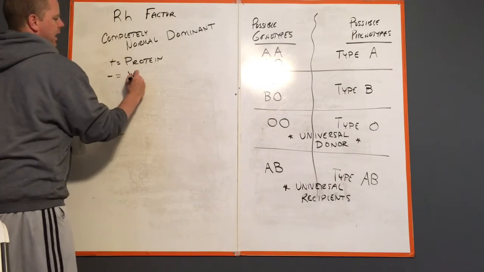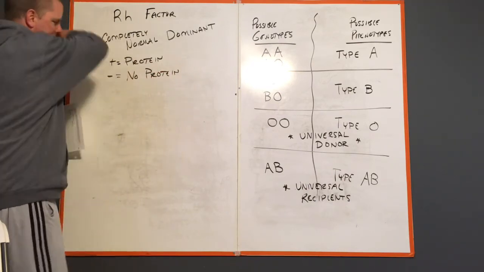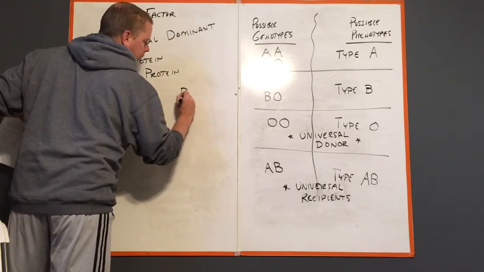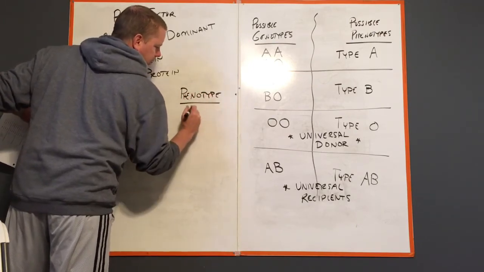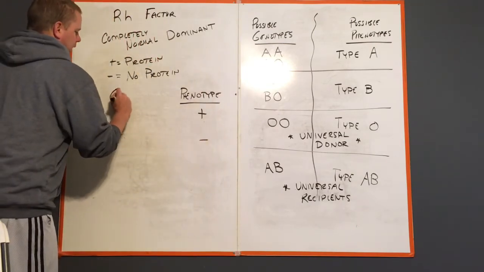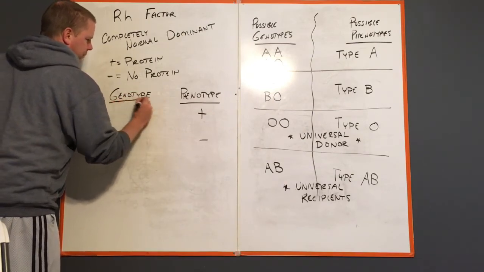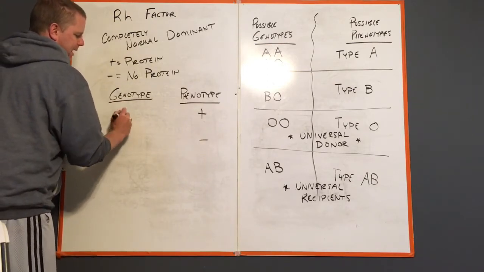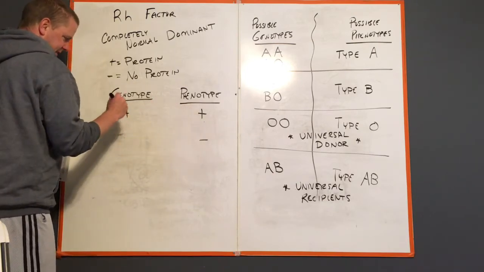Okay? And so the protein is present if you have plus, negative if you have none. So, in order to have the phenotype, okay, there's going to be two phenotypes here. You could be positive for Rh factor or you can be negative. Well, here are the possible genotypes. Remember, you're going to get two alleles from each parent. So to be positive for phenotype, you'd have had to get a positive from one parent and a positive from the other. And you'd be positive, positive, gives you positive.